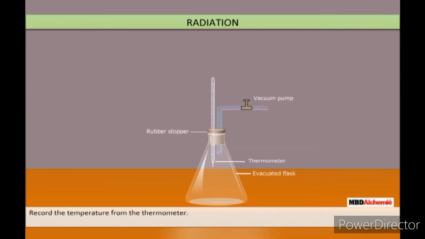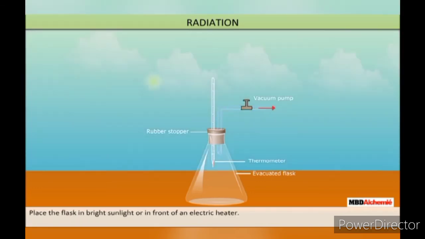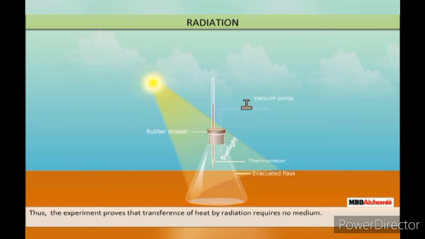Record the temperature from the thermometer. Place the flask in bright sunlight or in front of an electric heater. It is observed that the thermometer records a rise in temperature. Thus, the experiment proves that transference of heat by radiation requires no medium.